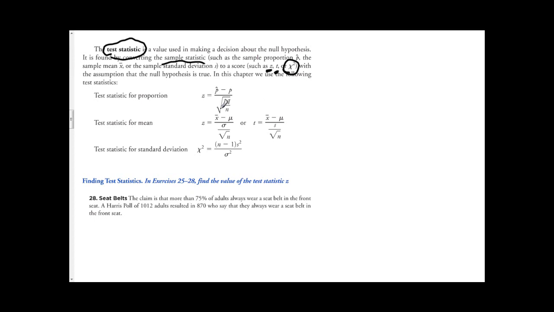Not respectively, for means and proportions generally. For proportions, we'll always use z, but for means, we'll either use z or t, depending on whether we have sigma or not. Sometimes we have to use t because we only have the sample standard deviation. All right, so these are the test statistics that we're going to use in this chapter. Now let's go ahead and try to find some test statistics.